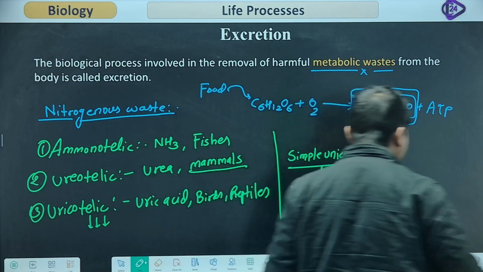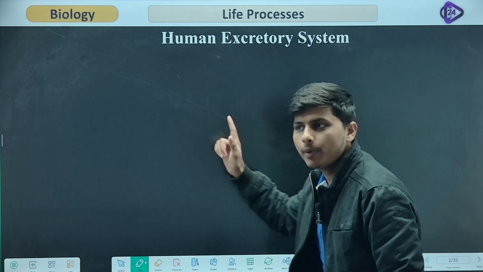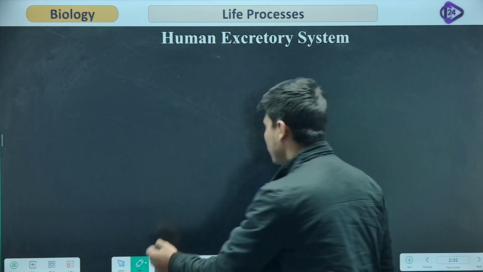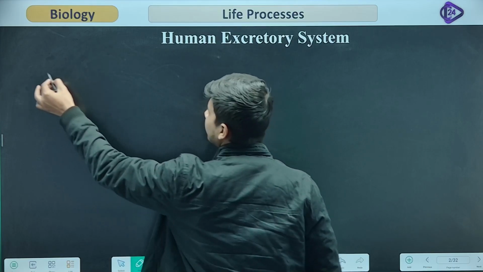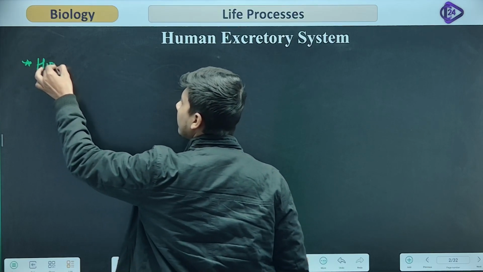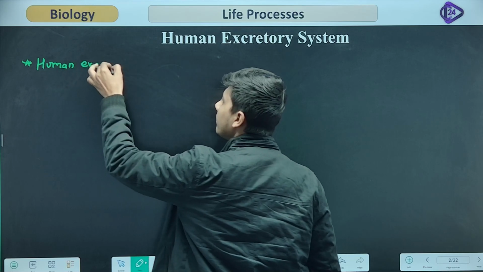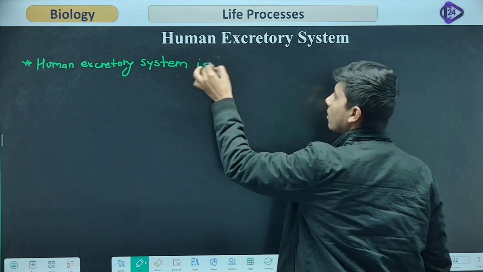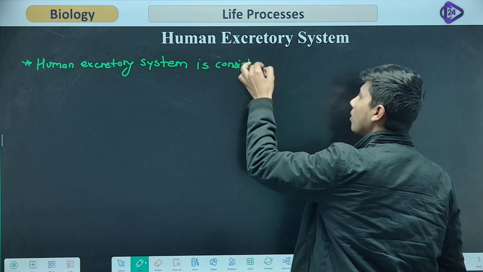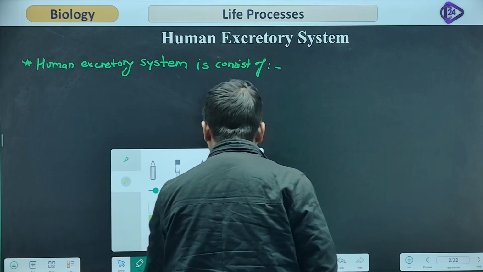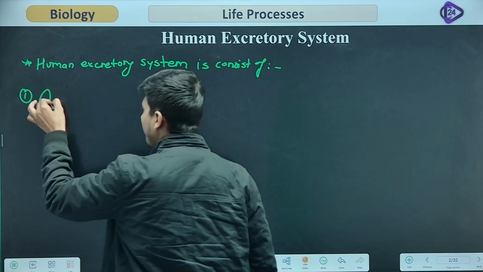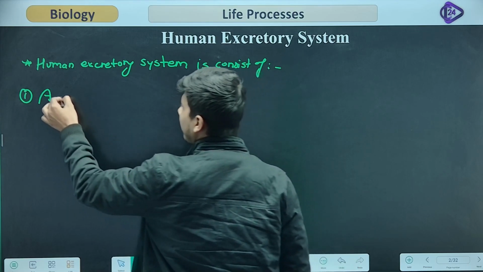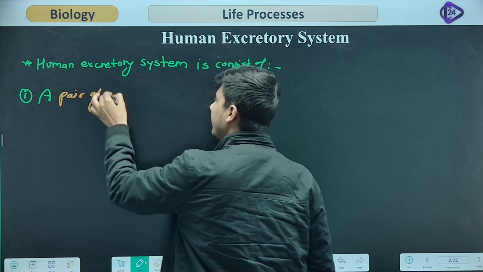So let's move on to the next slide. That is our main topic, the human excretory system. So what is the human excretory system? How does it consist? The human excretory system consists of, first, a pair of kidneys.